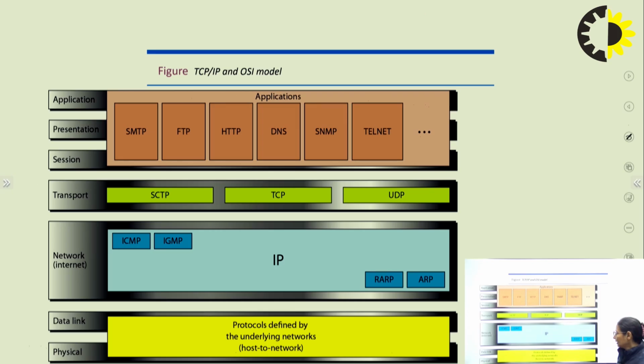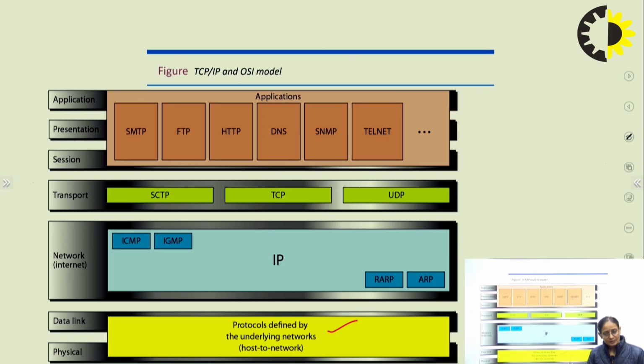So these are the TCP IP protocol suite. These are the protocols which are defined by the underlying networks, that is host to network. At the IP layer, the protocols which are applicable here are ICMP, IGMP, RARP and ARP. Then at the transport layer, 3 protocols basically we find: SCTP, TCP and UDP. Session, presentation and application layers are basically your applications. There we have protocols corresponding to applications.